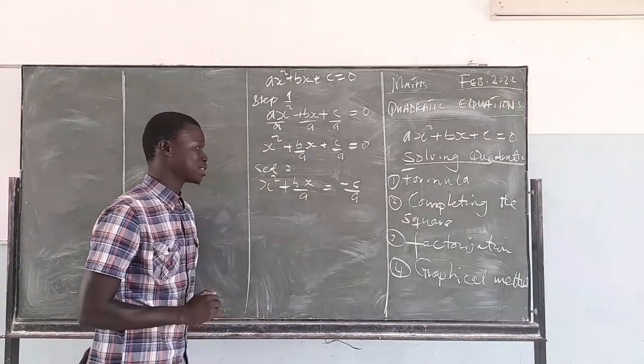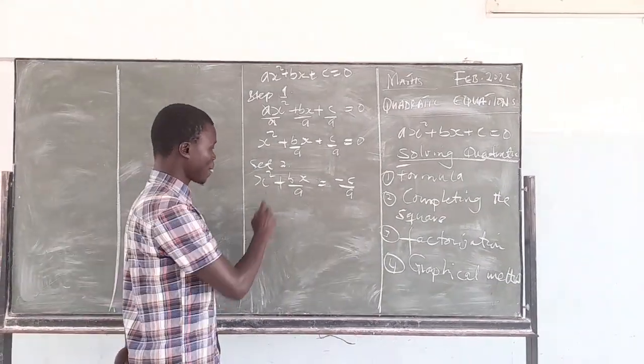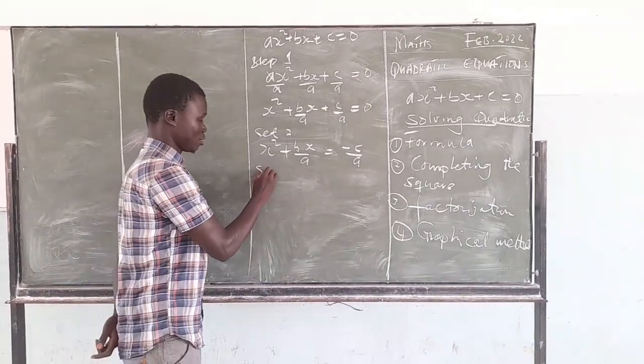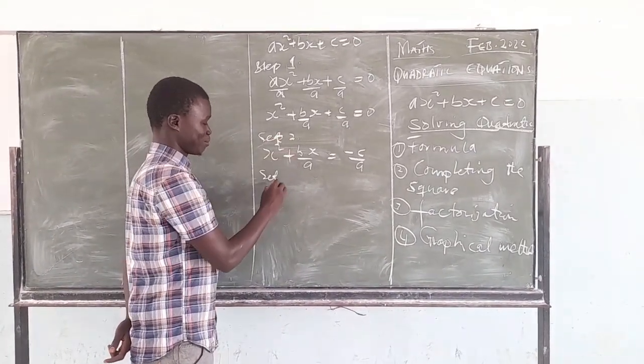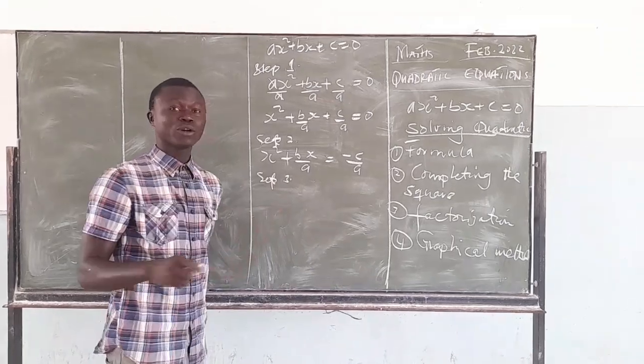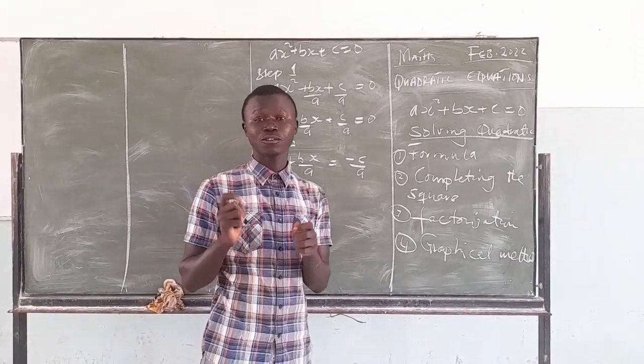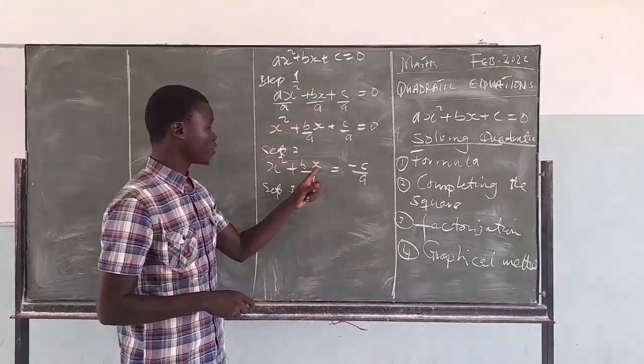What is our next step? Since we have crossed the constant, we are going to add half. Half means 1 over 2 times the coefficient of b, that is, times the coefficient of x.